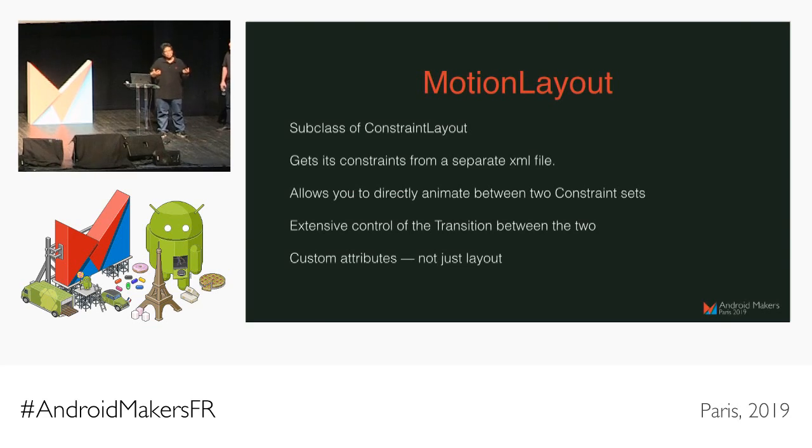And the way it works is you have constraint sets, and that's constraint sets from 1.1, that you can now animate between. So if you were used to working with constraint sets, you can now use them in a similar way inside of the motion layout system. And what we do provide is a lot of controls, and we'll go through a lot of them here, a lot of controls for when you're doing that animation between the constraint sets, how do you do them?